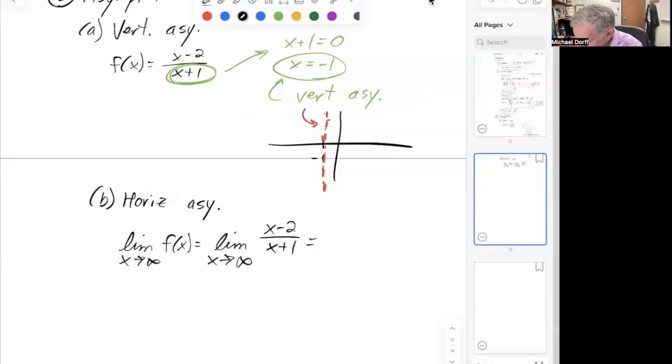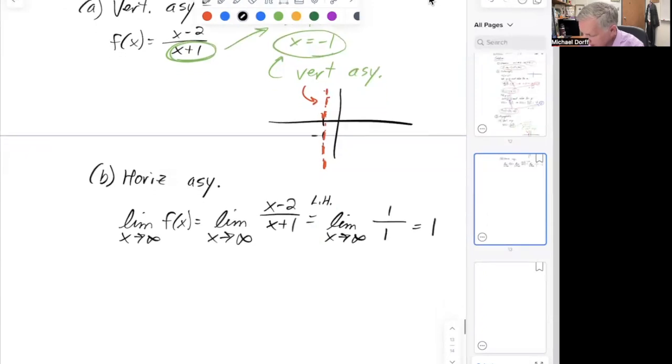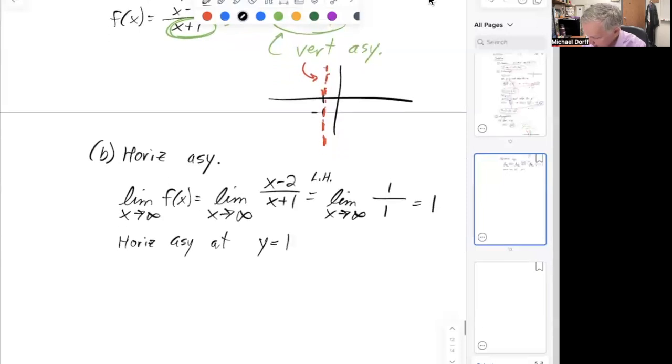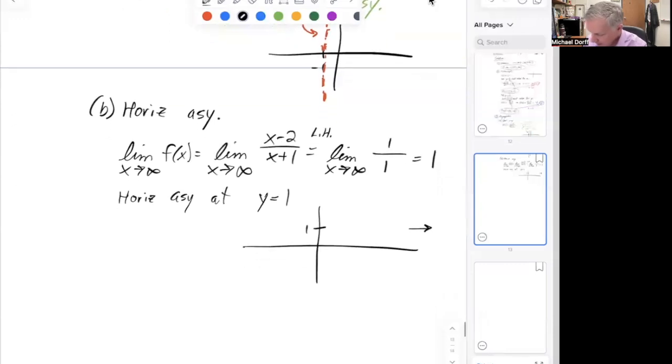So by L'Hopital's rule, which I'll put down LH here, I take the derivative of the top and I get 1, and the derivative of the bottom, I get 1. And so I get 1 there. So the limit there equals 1. So there is a horizontal asymptote at y equals 1. And so that means in my graph here, here's the value 1, that it's going to be approaching 1 when I go very far to the right.